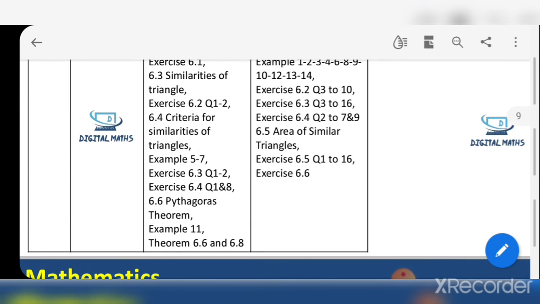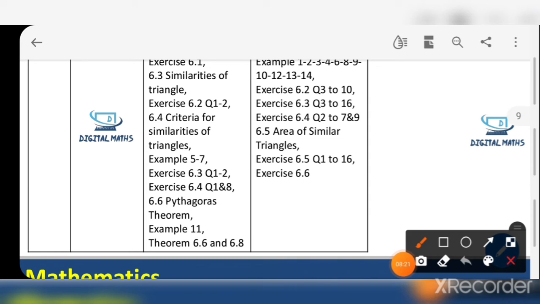and example 11, theorems 6.6 and 6.8. Only 3 theorems are included from chapter number 6. Okay friends, it is a very useful and necessary condition for you. Use theorems 6.6 and 6.8 and the Pythagoras theorem. Only 3 theorems are included in chapter number 6.